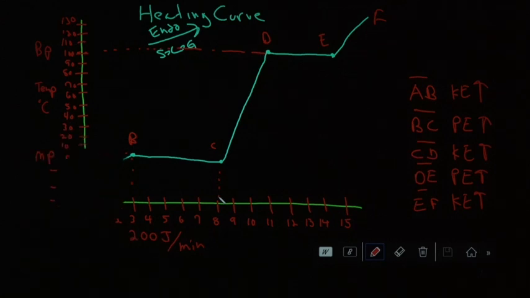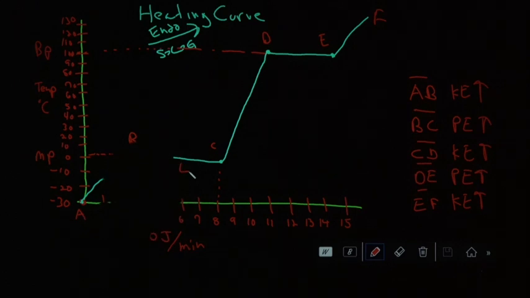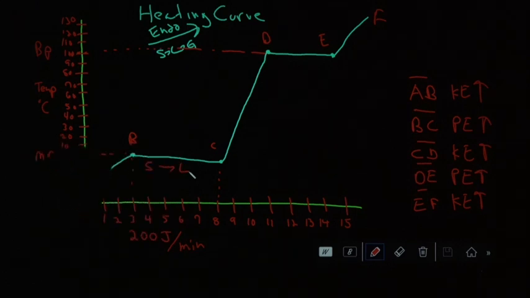So once all the ice bonds are broken at minute 8, then the temperature of the water can go back up. But let's talk about this flat section right here. What's going on in this flat section? Well, we're going from this to this. We're going from solid to liquid. So if we're going from solid to liquid, that's a phase change. So the plateaus on the heating curve are phase changes.